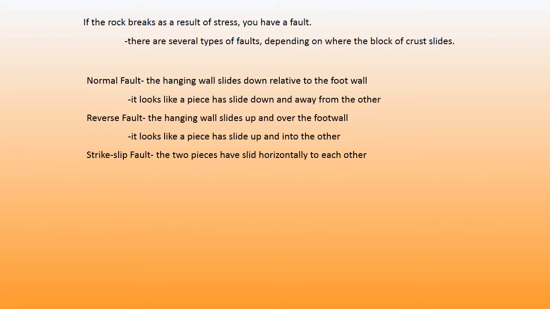When the opposite occurs and the hanging wall slides up and over the footwall, it is described as being a reverse fault. Reverse faults are caused by compression and look like one piece has slid up and into the other. Shear causes strike-slip faults, in which the two pieces of rock slide horizontally past each other, similar to the way plates slide past each other at transform boundaries.